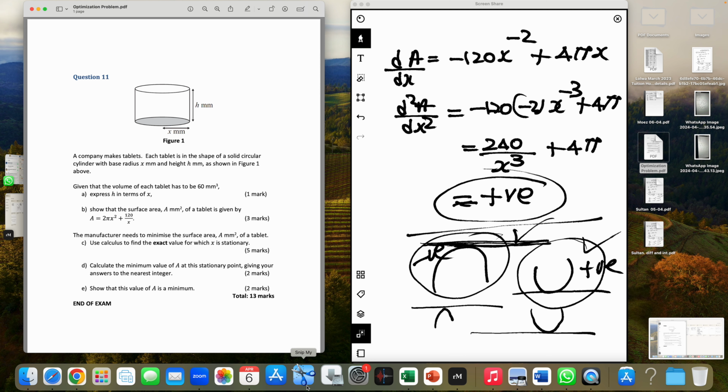So again I am differentiating dA by dx. dA by dx is equal to minus 120 x to the power of minus 2. It will become 240 over x cubed. And 4 pi x will become 4 pi. So 240 over x cubed plus 4 pi: d squared A by dx squared is positive.